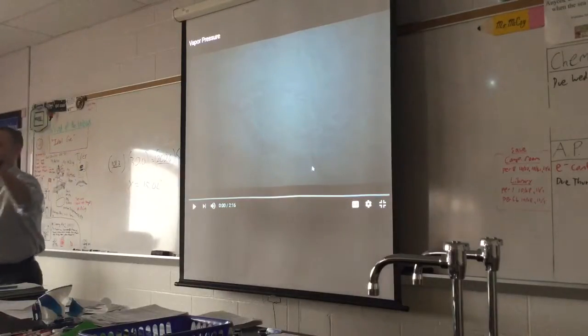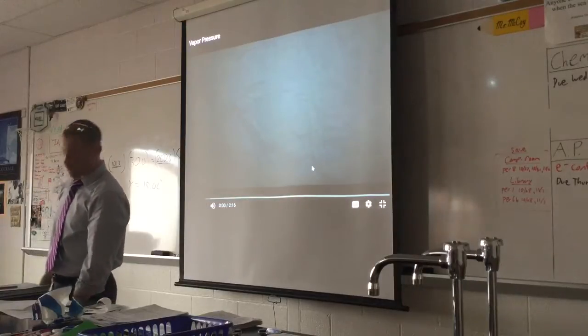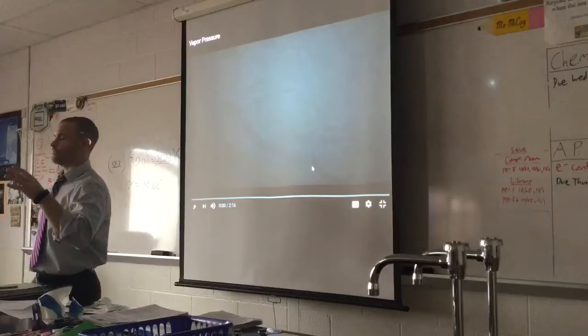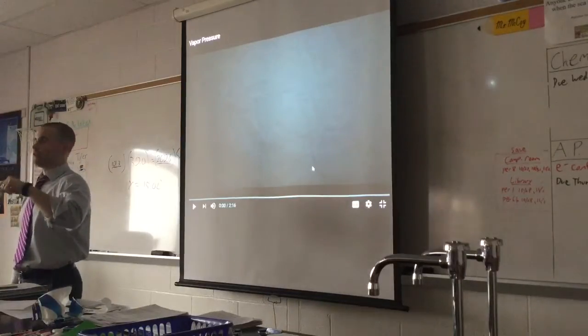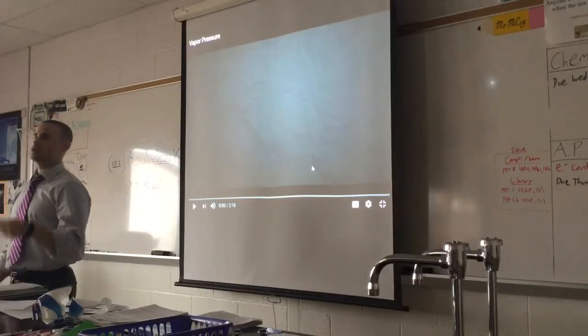What does water boil at in this room? What temperature? 100 degrees Celsius. On top of Mount Everest, I think it's around 50 degrees. It boils at 50 degrees. Why? Air pressure is so low.